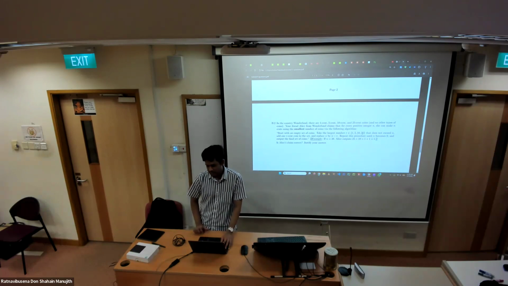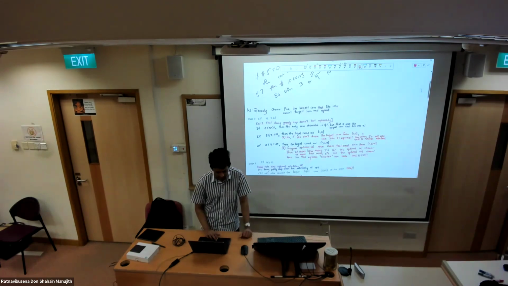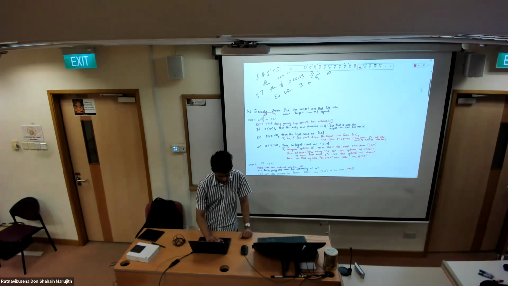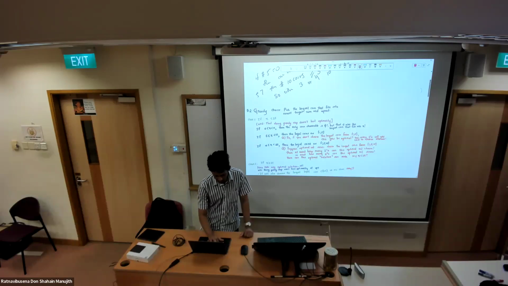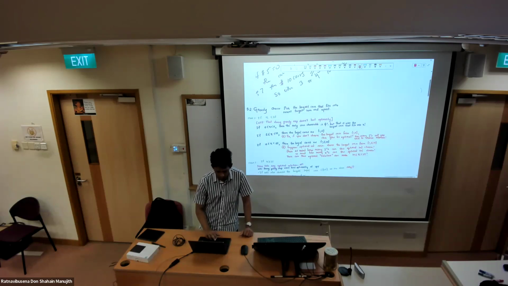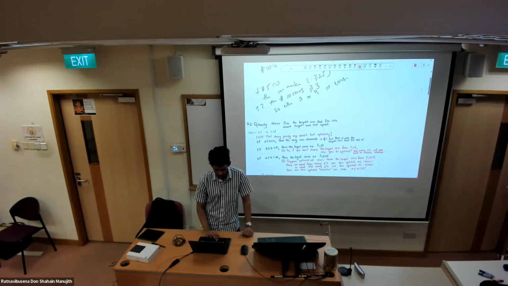So let's make this easier. First, let's consider the case where n is less than 25. Recall the greedy choice: pick the largest coin that fits in the current target, and repeat. We want to show that doing the greedy step doesn't hurt optimality.